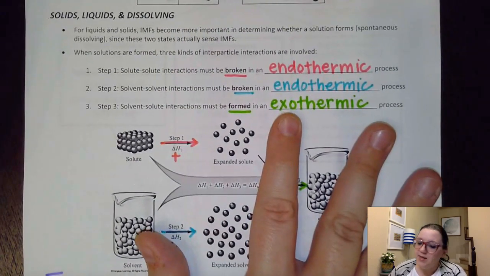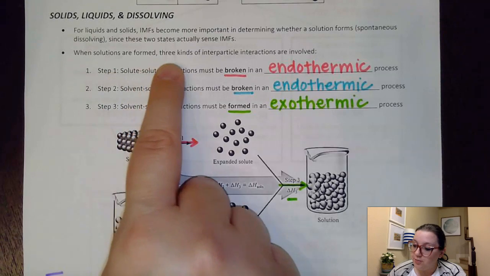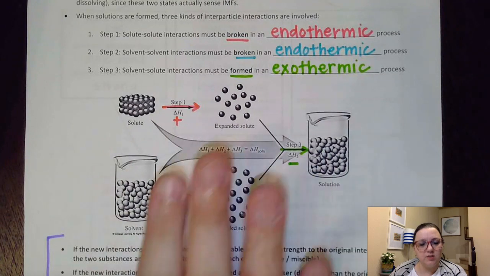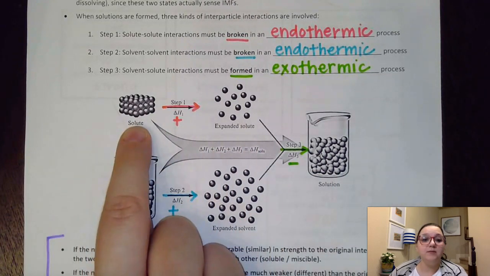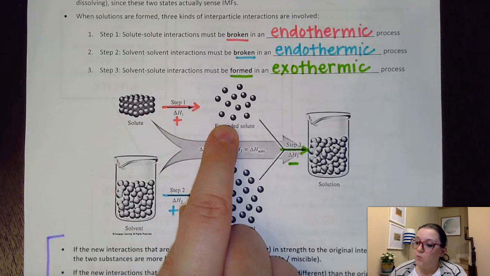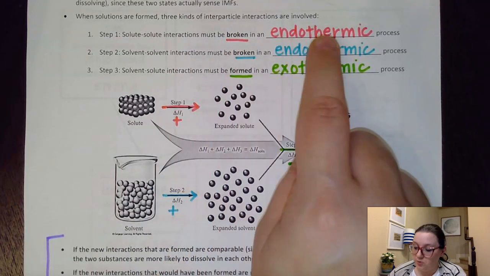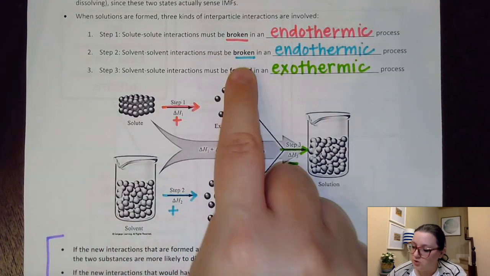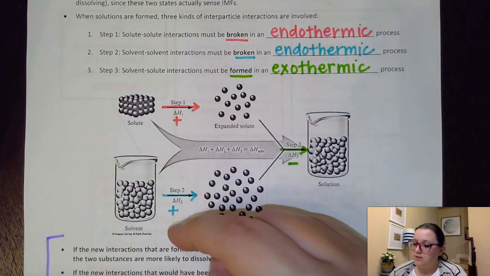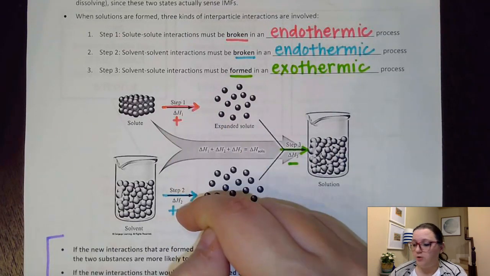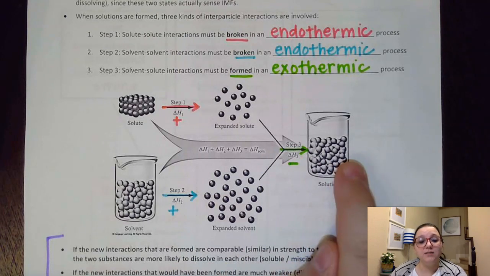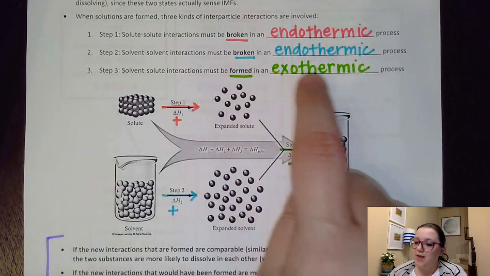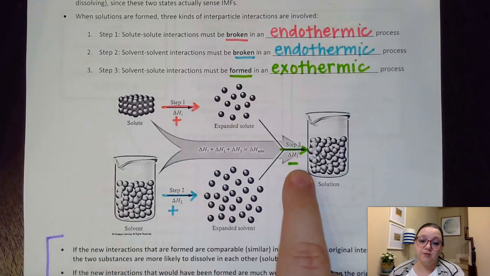So to bring us to that, it says here, when solutions are formed, there are three kinds of interparticle interactions that are involved. And if you notice on this picture, it shows us what's happening here. First off, I would need my solute to break apart, and hopefully we remember that it takes energy to break, so that would be an endothermic process. Our solvent would also need to break apart. That too is an endothermic process. So you notice that I put that both of those would have a positive delta H value. And then once I put those two things together, new intermolecular forces would form. And that would be an exothermic process and have a negative delta H value.